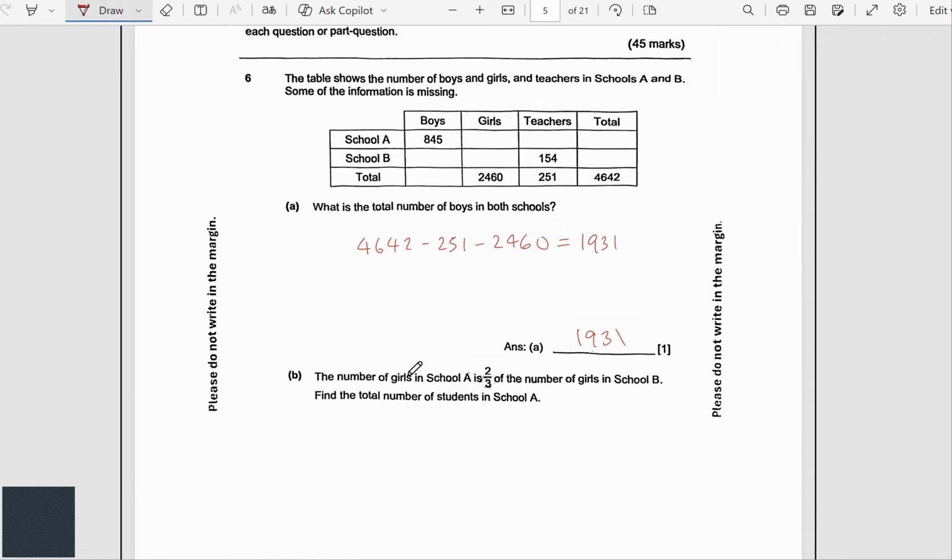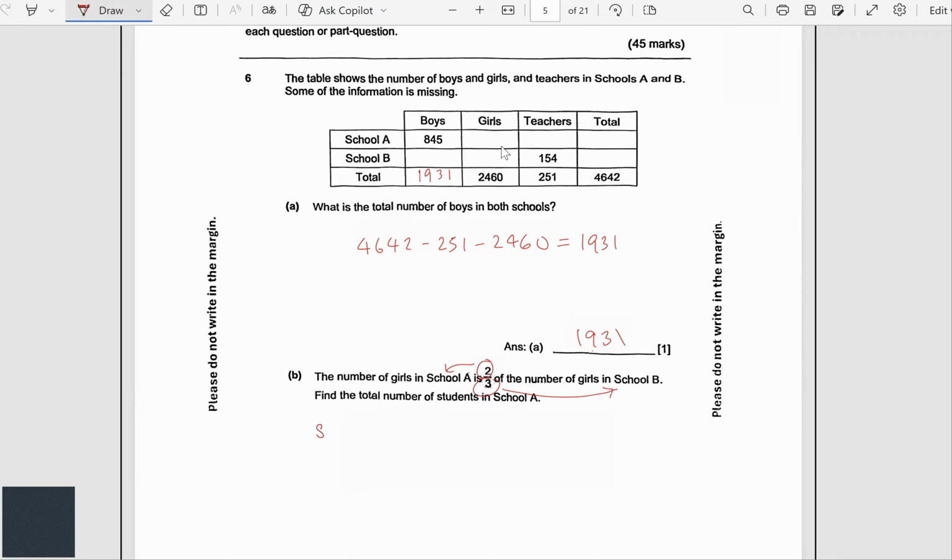For B, the number of girls in A is two-thirds the number of girls in B. So find the total number of students in school A. Okay, so let's fill up. I'll just write the numbers in first. Girls in A is two-thirds of the girls in B. So girls in A is 2 units. Girls in B is 3 units.